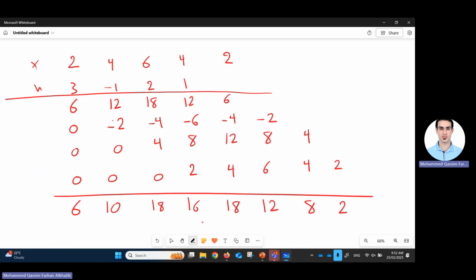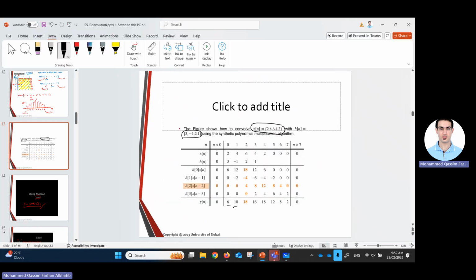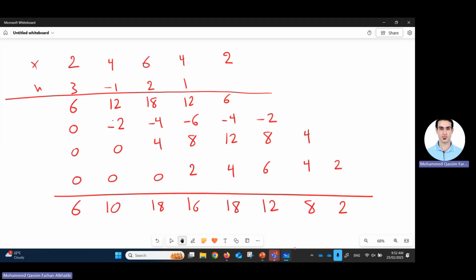So it's going to be 6, 10, 18, 16, 18, 12, 8, 2. And that's it. Quite straightforward. Is it clear how to do the matrix method?